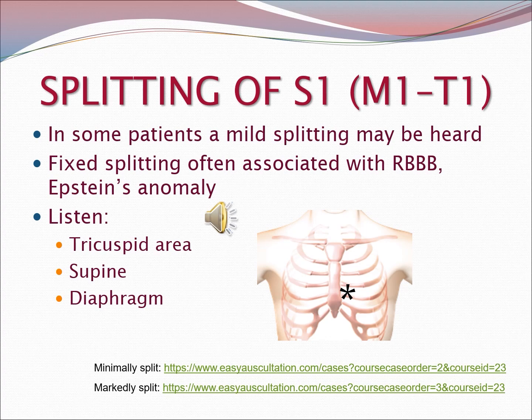In some patients, a mild splitting may be heard. A fixed splitting is often associated with a right bundle branch block pattern or Ebstein's anomaly, which is a congenital heart defect in which the opening of the tricuspid valve is displaced towards the apex of the right ventricle of the heart. You want to listen in the tricuspid area, fourth intercostal space to the left of the sternum. Have the patient in the supine position and use the diaphragm of your stethoscope.